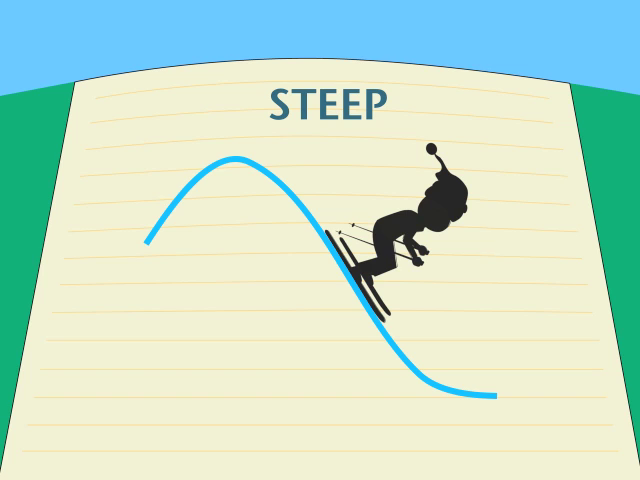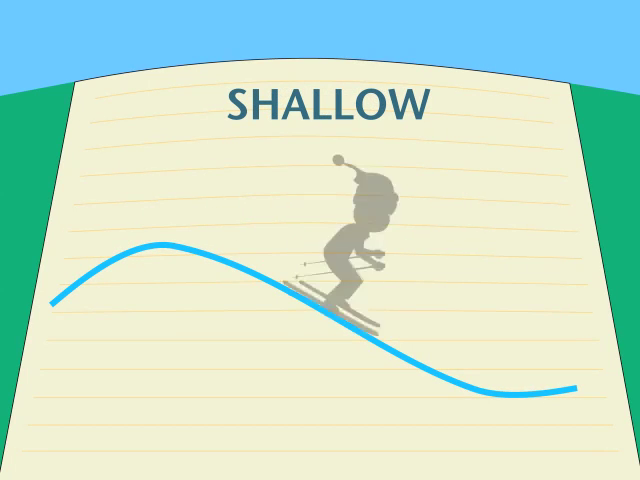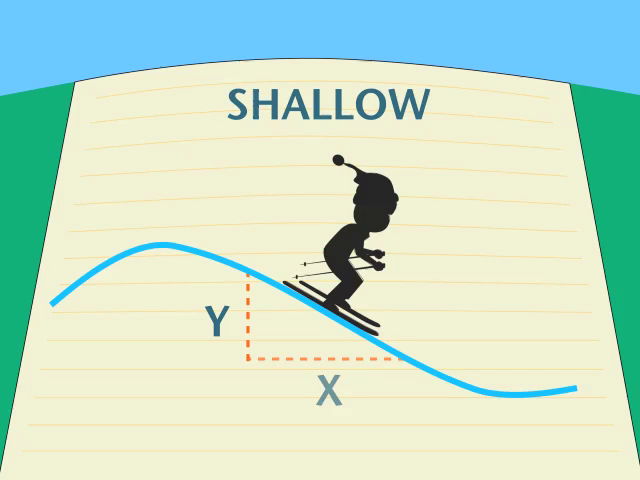It's got a very steep slope. What does that mean? Lots of y for very little x, maybe a slope of 2 or even 3 to 1. Think of a shallow hill, a beginner's run, the bunny hill. Very little slope here, maybe 1y for every 2 or 3x, just enough to keep you moving.